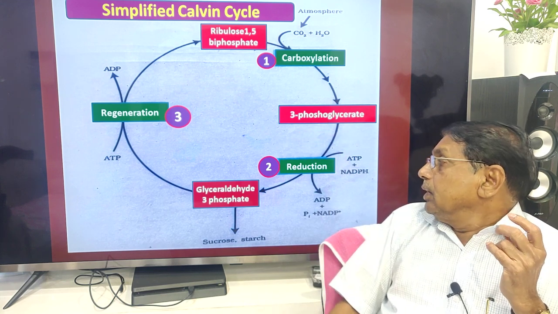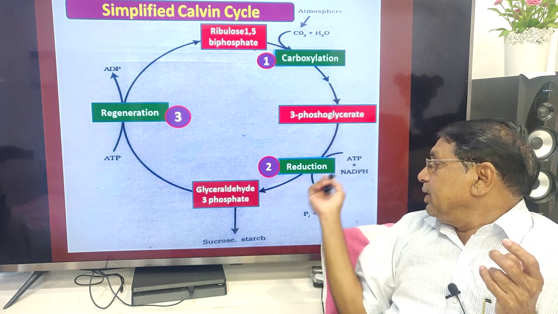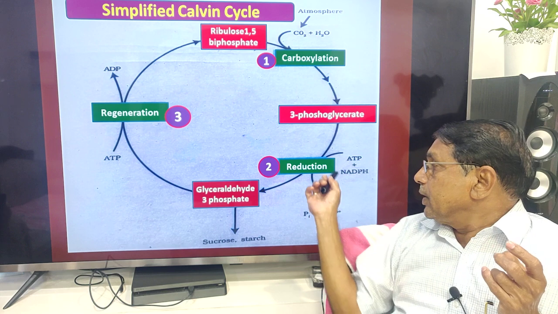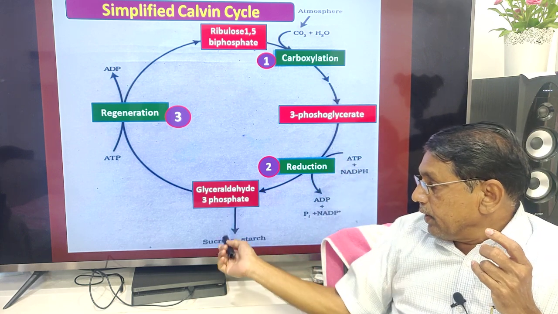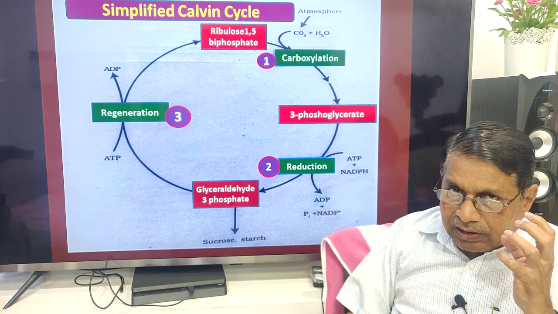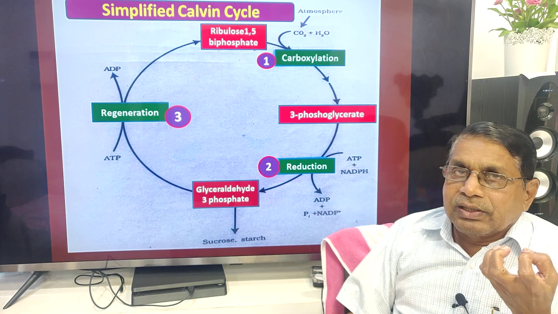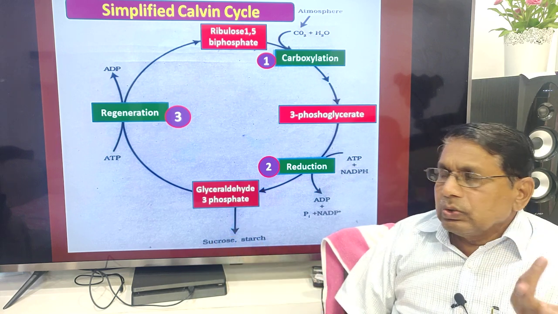Then it is reduced to 3-phosphoglyceraldehyde, and for this reduction process, ATP and NADPH are utilized. They come from the light phase reactions. Glyceraldehyde 3-phosphate is actually the immediate product of the Calvin cycle. Later on, the glyceraldehyde is converted to sucrose, starch, glucose, like that.